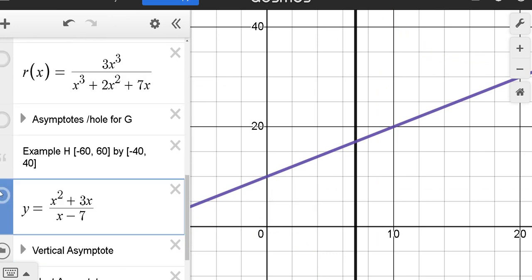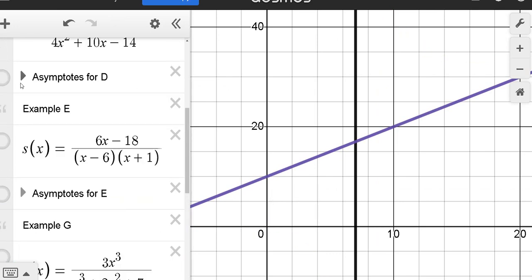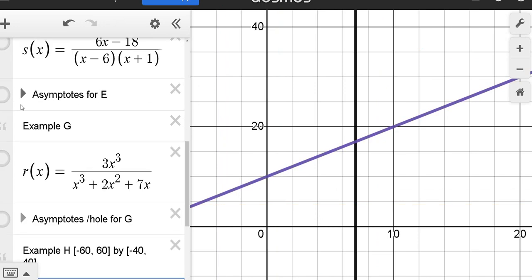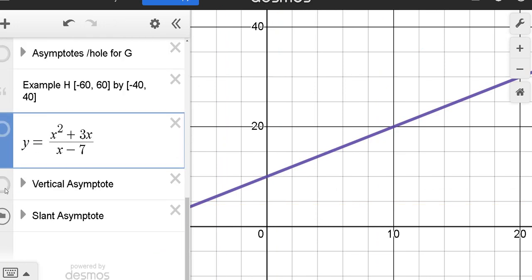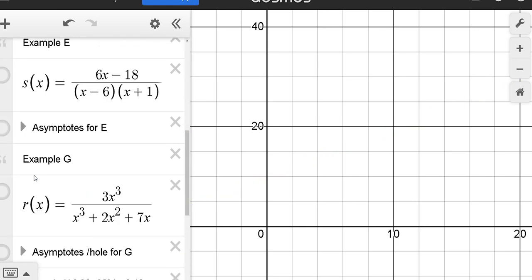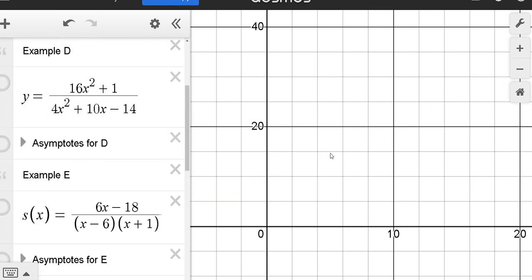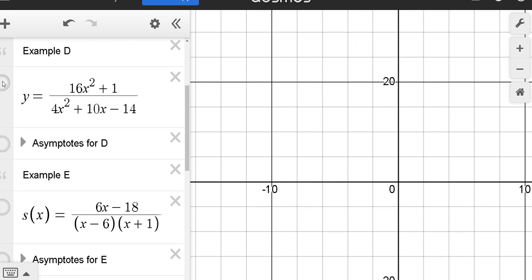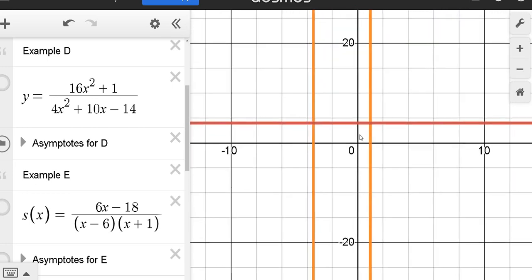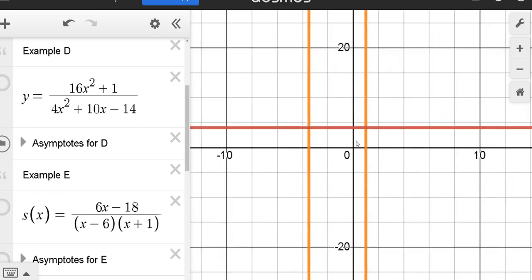Let's see, let's shut this one off, and shut those off. What else do I have turned on here? There we go. So I'll look at example D here, which is this graph. I'll start by turning on the asymptotes. So here are our asymptotes. This frames a lot of the graph that we're dealing with.